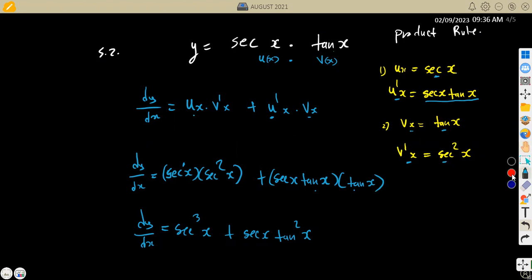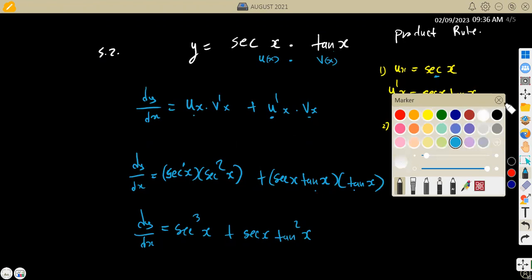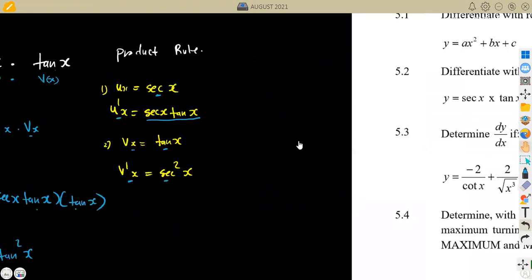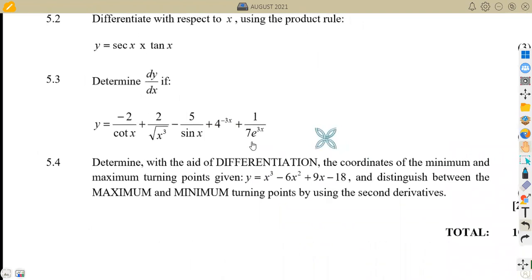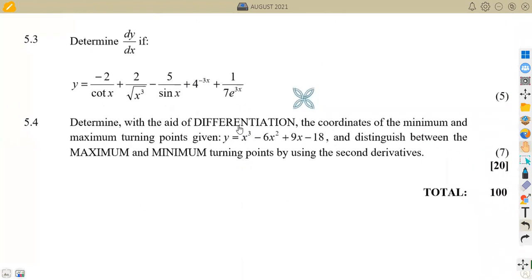All right, so I just hope we saw what we're supposed to do in this case. Let's check the other part. That's question 5.3. Determine dy/dx if we are given this whole expression. That's 5 marks for that. Okay, so we shall quickly have the question down.